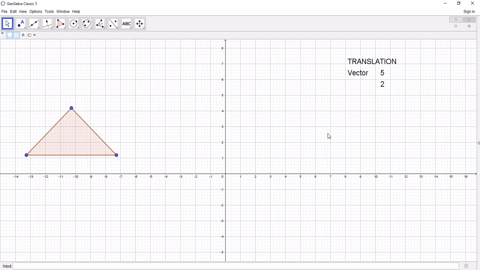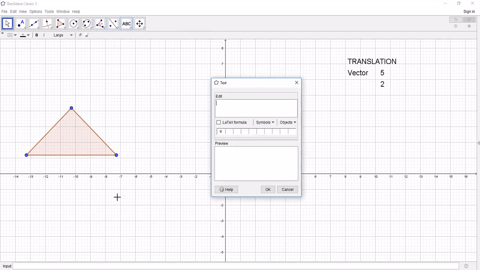So one of the other transformations that you need to understand is using vectors to translate something. Translation basically means that you keep the same object, but you move it along the grid using either horizontal or vertical or both directions.